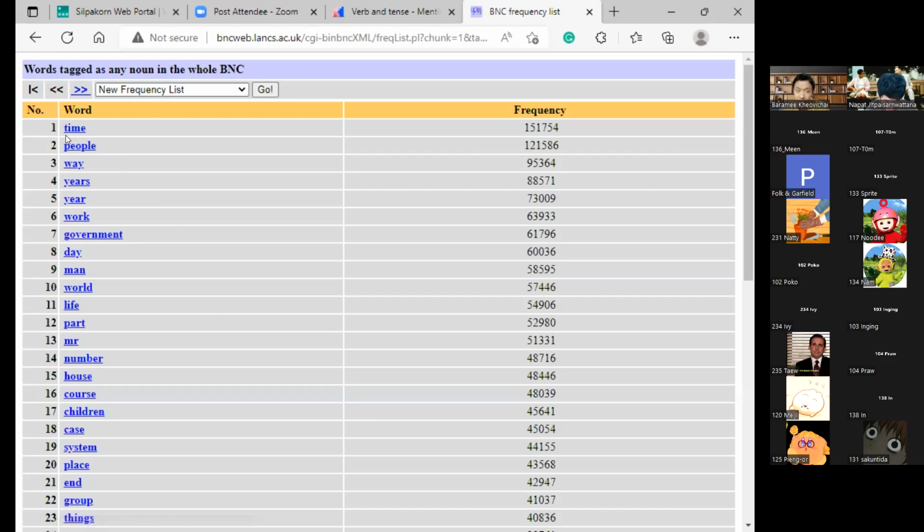We have time, people, way, years, year, work, government, day, man. So these are the nouns that are used a lot in English. And it has implications for teaching. When we teach some words, especially for beginners, we want to teach the words that are used a lot. Otherwise it won't be very practical.